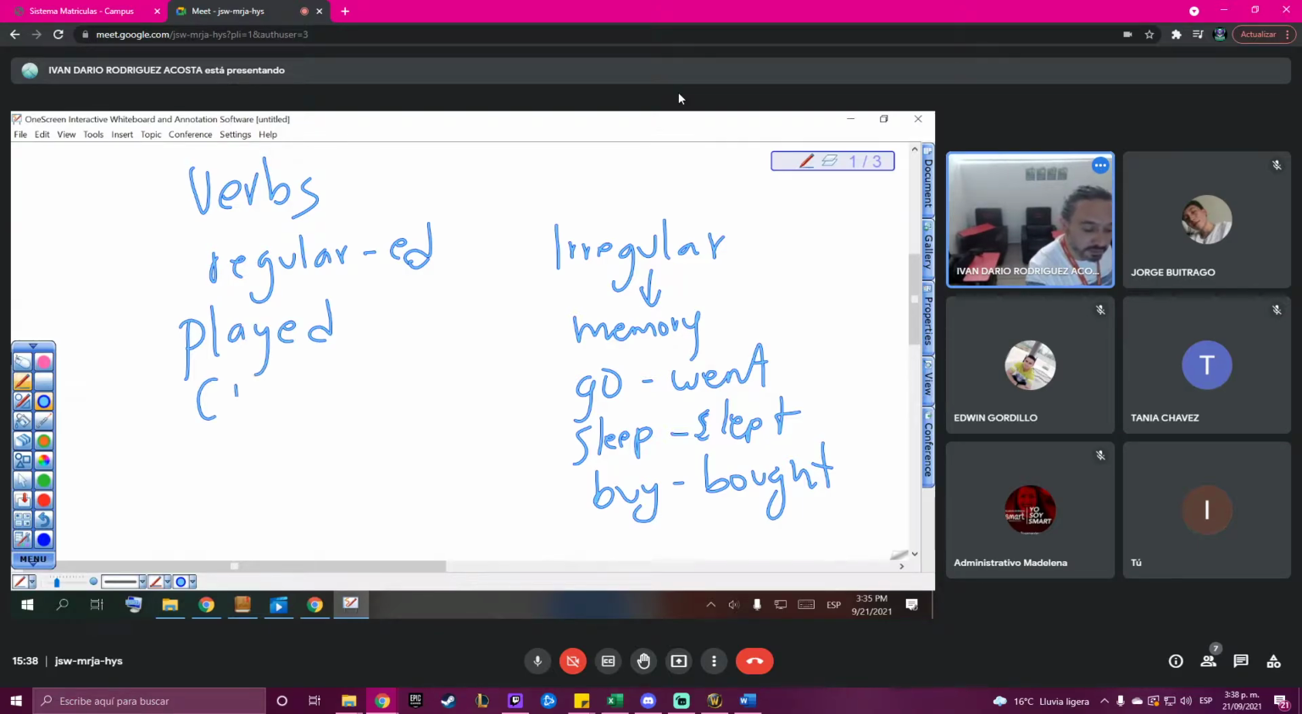Played and tried, for example. Remember, we have a vowel here and we have a consonant here. So we have to change. When you say play, played, normal way. But when you have a consonant before y, you have to change y and write I, E, D. Another important rule that you have to remember, for example, stop.